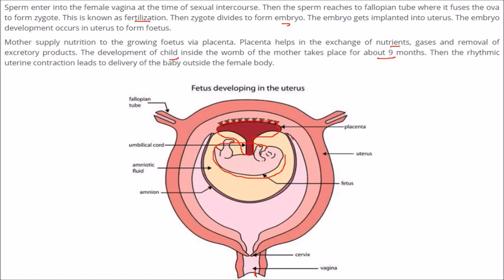And after that there is a rhythmic uterine contraction that leads to delivery of the baby outside the female body. So here, this is the fallopian tube, this is the placenta, uterus, fetus, amniotic fluids are there, and the amnion is this, and this is the umbilical cord. Here, this is the cervix, which closes the opening, and this is the vagina.